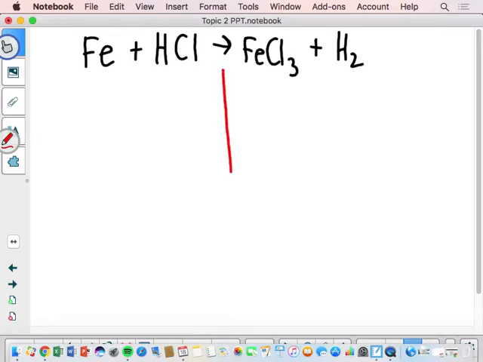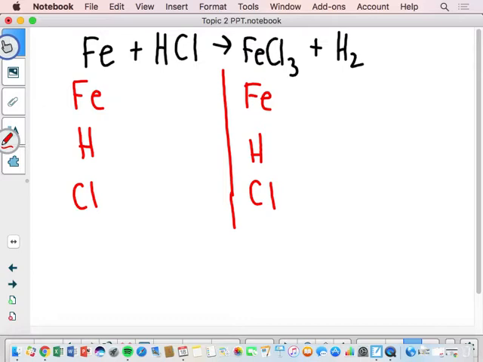So my method: draw a line down the middle, tally up what we got, and write down all the elements. Unless you can write molecules if they're the same on both sides, we can't, because the H's don't stay with the Cl's. So break it into Fe, H, and Cl. Tally up what we have. Fe, how many? 1. H's, Cl's. Perfect.